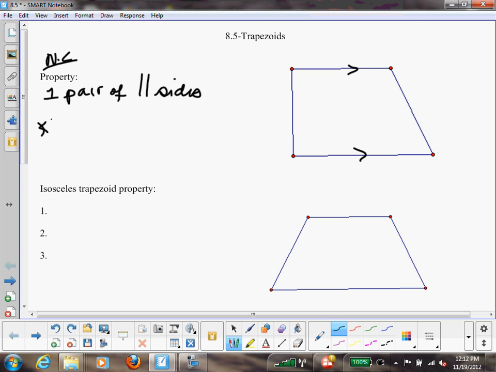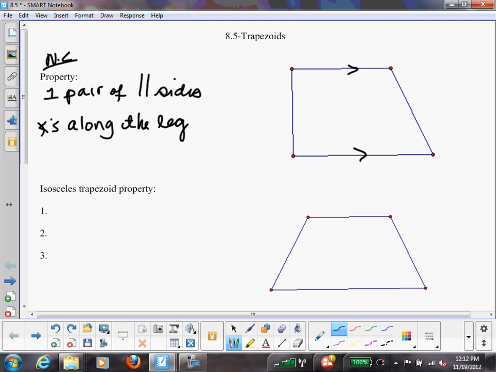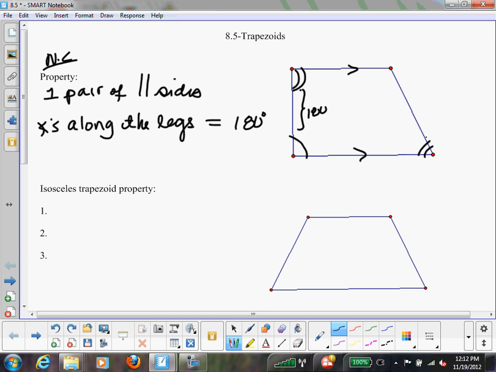the angles along the sides, or the legs, equal 180 degrees. So we can't say that adjacent angles add up to 180. We need to say that the angles along the legs. So these two will add up to 180 degrees. They're different angles. And these two will add up to also 180 degrees when we add them up.